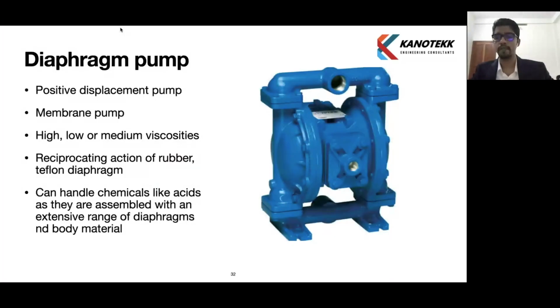Okay, so that was about the diaphragm pump. We know it is a positive displacement pump. It is also known as a membrane pump because of the diaphragm membrane used here. We can use it for high, low, or medium viscosities, so it has a wide application. There is a reciprocating action of rubber, which we saw in the video. And the advantage of this is it can handle chemicals like acids, as they are assembled with an extensive range of materials. For chemicals, we can use different suitable materials. So this is widely used for many applications.